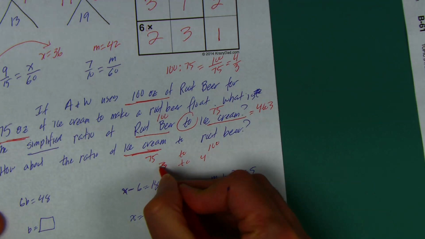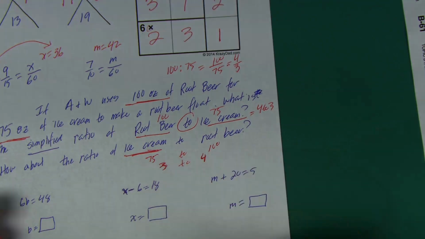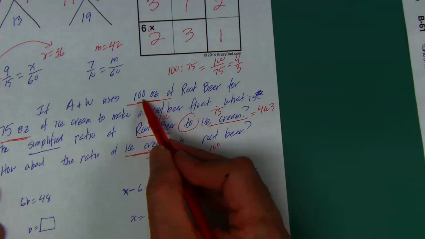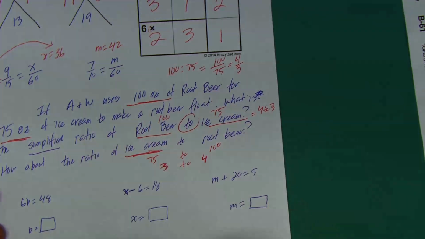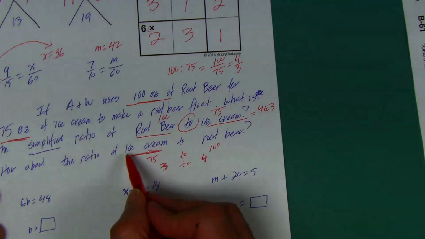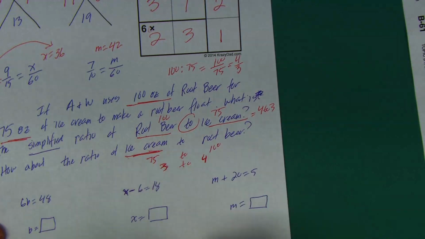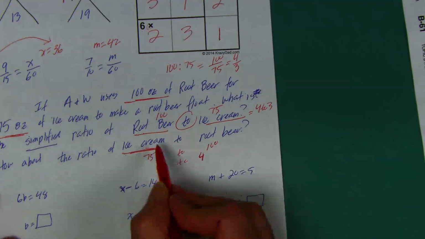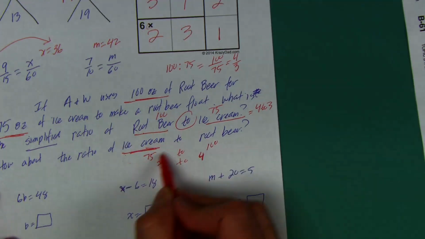So be careful. Sometimes they will try to trick you and they'll lay out the problem saying root beer first and ice cream second. And then they will ask you, what's the ratio of ice cream to root beer? That's kind of being sneaky and tricky. And they trick a lot of people. So be careful. But that won't happen if you always tie it to the word.